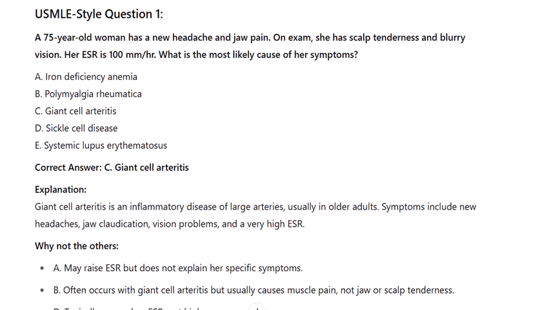A. Iron deficiency anemia. B. Polymyalgia rheumatica. C. Giant cell arteritis. D. Sickle cell disease. E. Systemic lupus erythematosus. Correct answer: C. Giant cell arteritis.